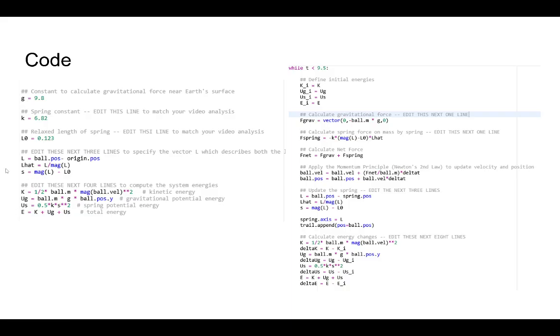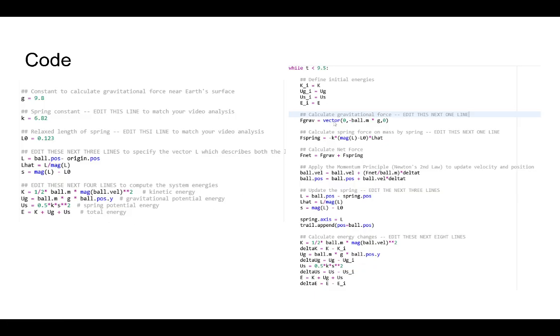The next portion of code here kind of just gives us relevant constants for the spring. That's the length, the orientation of the spring, and the compression or stretch. These are all our energies, so kinetic energy, gravitational energy, spring energy, and then if you combine all those, you get the total energy of the system.